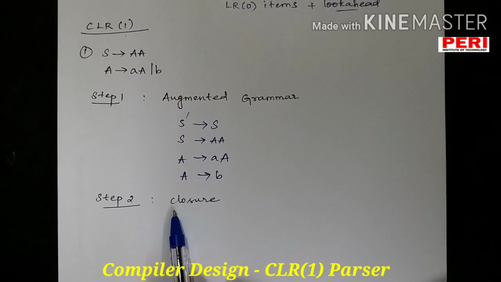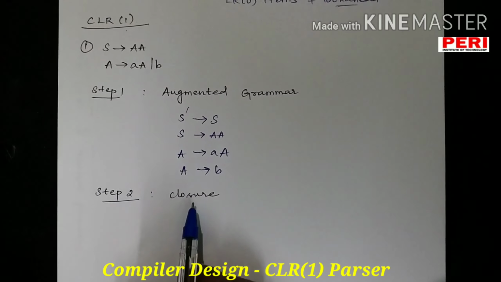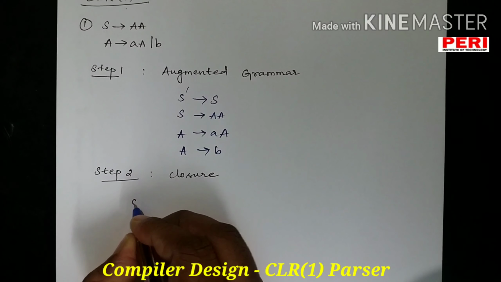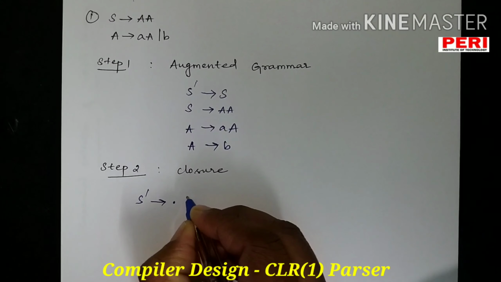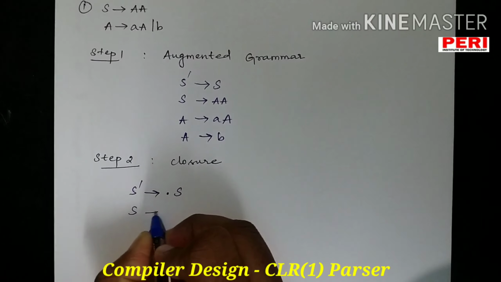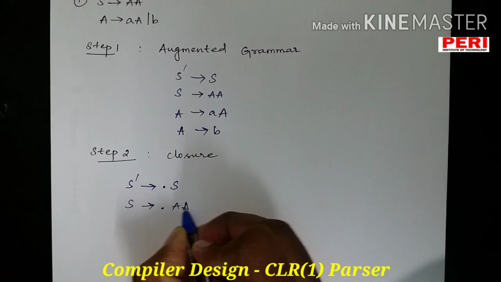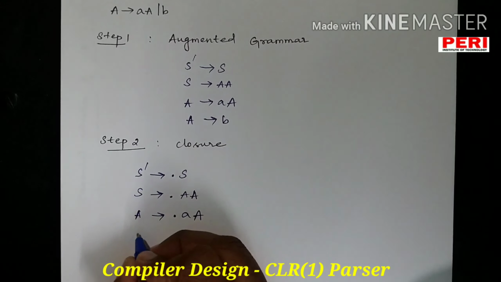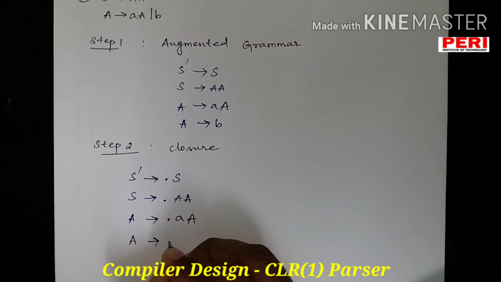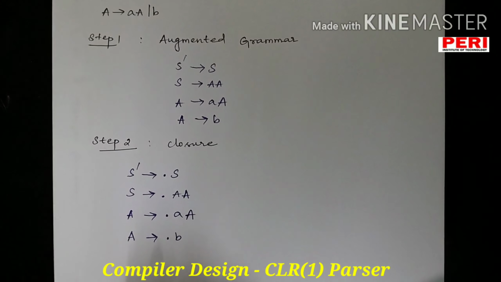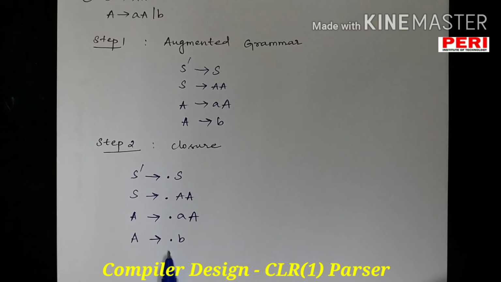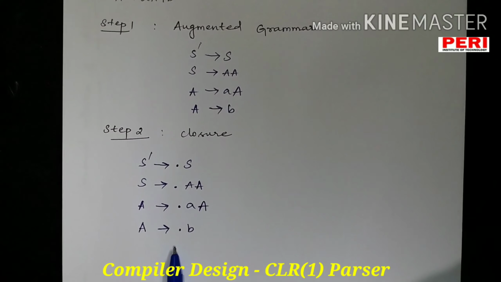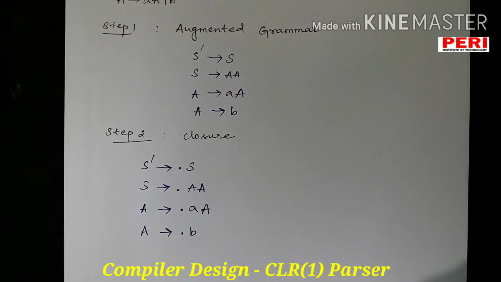Step 2, I have to find the closure. Closure in the sense will be just keeping a dot sign in front of every production. So S dash tends to dot S, S tends to dot A A, similarly A tends to dot a A, A tends to dot b. So this is my closure, and this is called LR0 items. Now we are finding LR1 items. In the sense we have to add a look ahead. That is the main thing in the CLR parser.